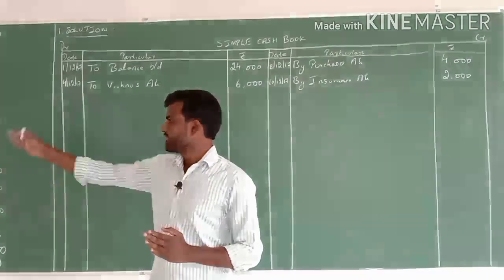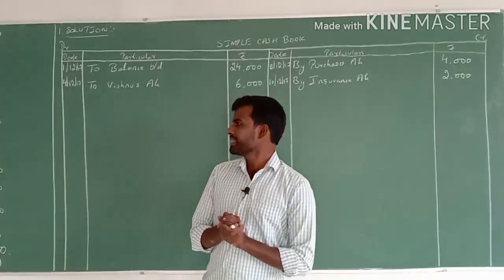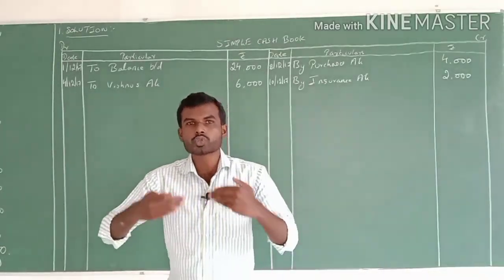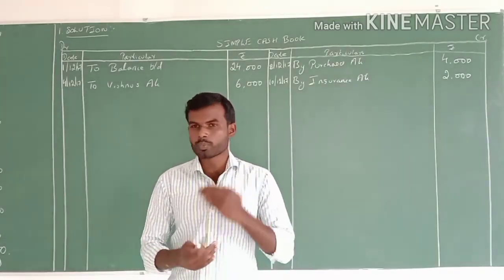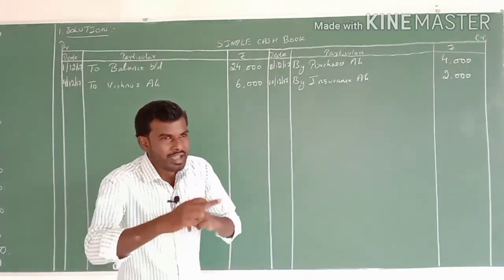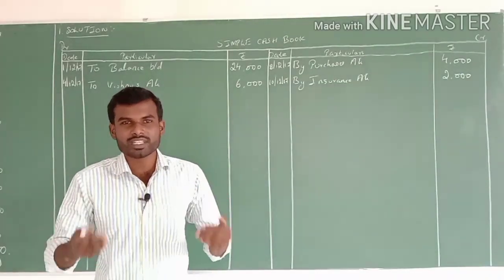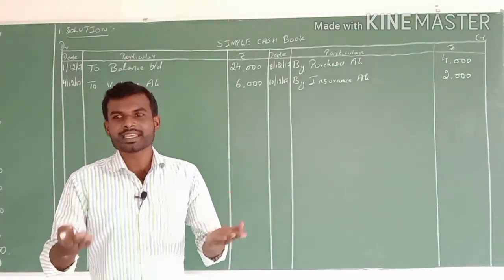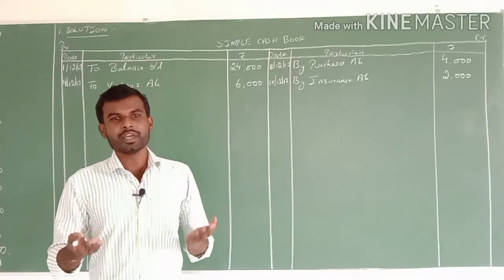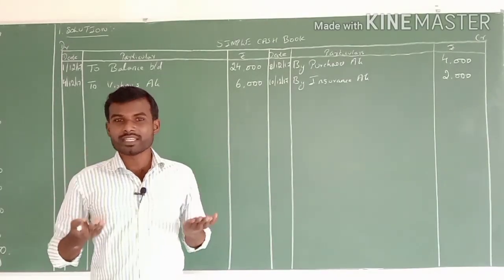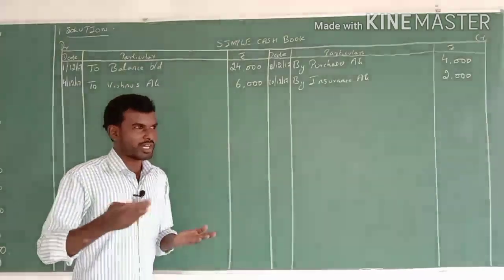Coming to the next date, what are they given? On December 15th, sold goods for cash rupees 8,000. We are selling the goods for how much? 8,000. When we sell the goods, we receive the cash. When we receive the cash, our cash balance increases. So sales is a receipt. Why is it a receipt? When we sell the goods, we receive the cash. It increases which balance? Cash balance. So it should be recorded under which side?